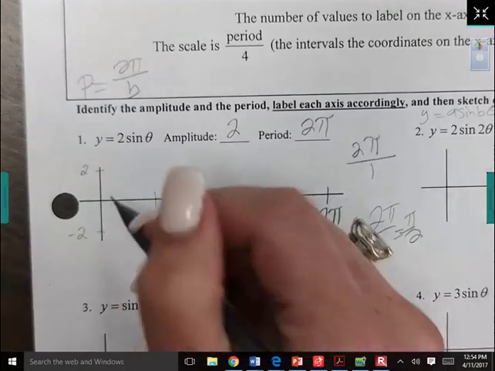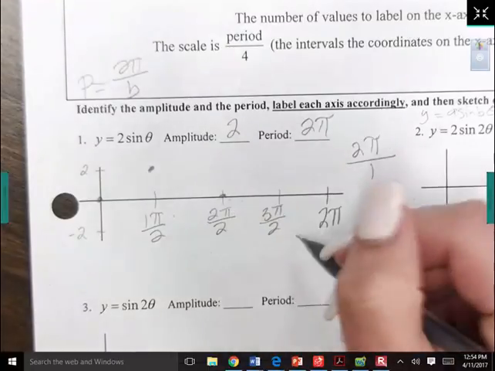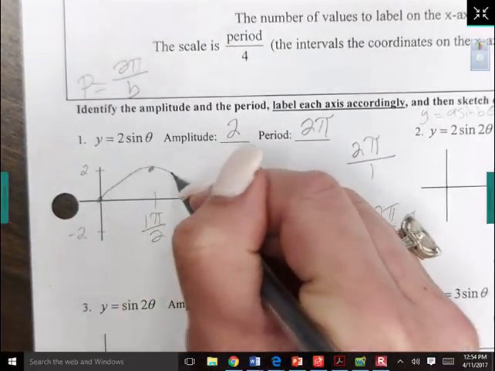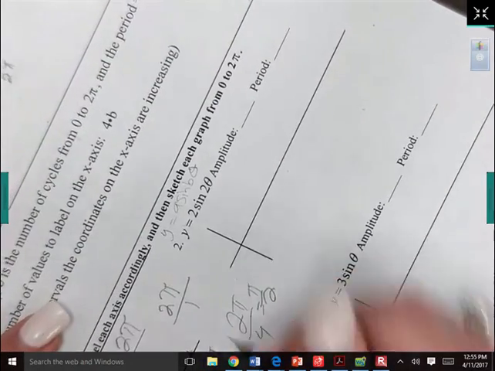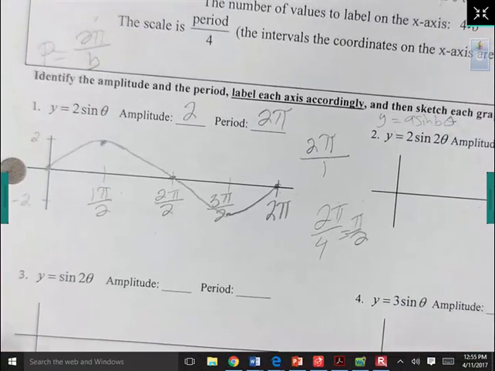Okay? Again, we're going to start at 0, 0, up 1, middle, down 1, middle. Something like that. 1 full cycle. It's not always going to be 1 full cycle, and we'll see that in example number 2. Are there any questions about example number 1? All right, so on number 2, draw a card, please.